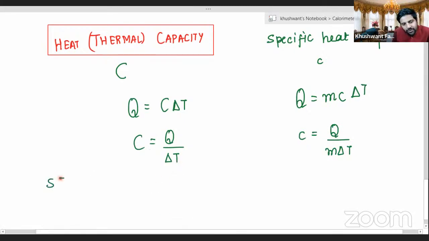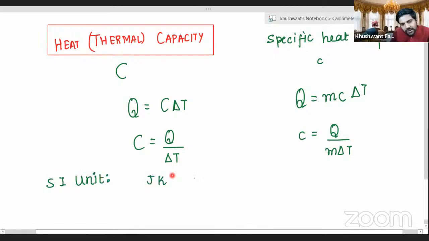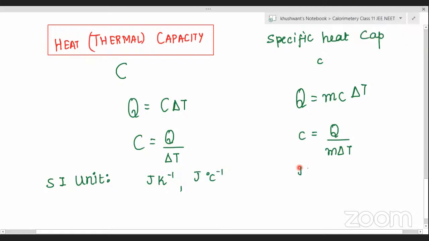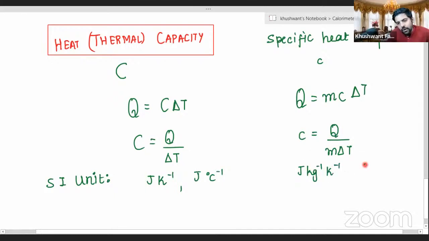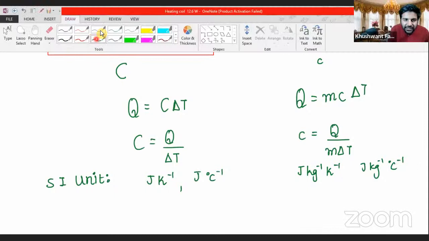Yes, SI unit for thermal capacity will be, Aryan? Sir, joule per Kelvin. Joule per Kelvin or simply joule per degree Celsius. Similarly, what will be the SI unit for specific heat capacity, Aryan? Sir, joule per kilogram per Celsius. हाँ, joule per kg per Kelvin or joule per kg per degree Celsius. Easy? Yes. So I hope you will at least get the mathematical construct that I was trying to illustrate.